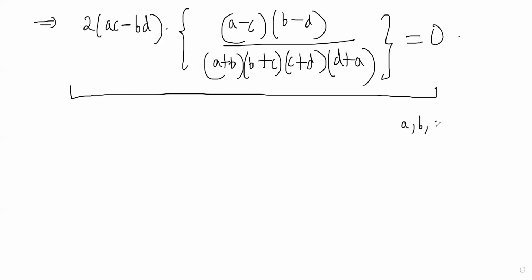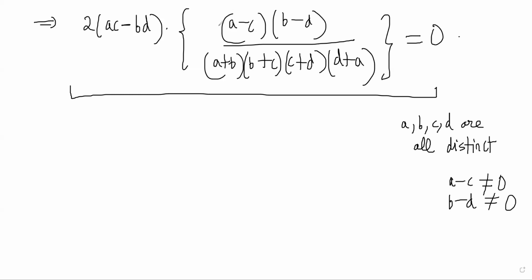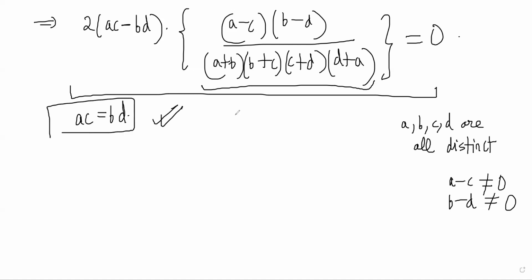And since we know that A, B, C, D are all distinct, therefore A minus C and B minus D are not equal to 0. So this fraction cannot be 0. So that means AC is equal to BD. We have got that. Because of x is equal to y, we got AC is equal to BD. Now by the 4-number lemma, A must be equal to PQ, B must be equal to PR, C must be equal to RS, and D must be equal to QS.